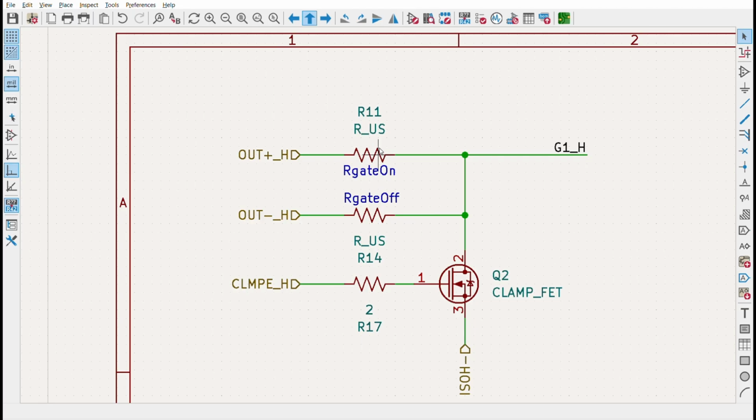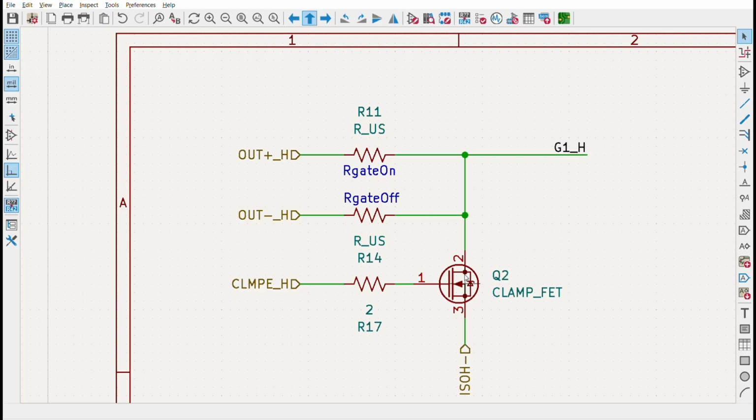I will also have deadtime insertion for my PWM signals via my microcontroller. And finally, I have this external clamp FET. So this is a signal that comes from my driver, and it enables this external MOSFET to pull my gate voltage to negative 15 volts whenever the MOSFET should be off.